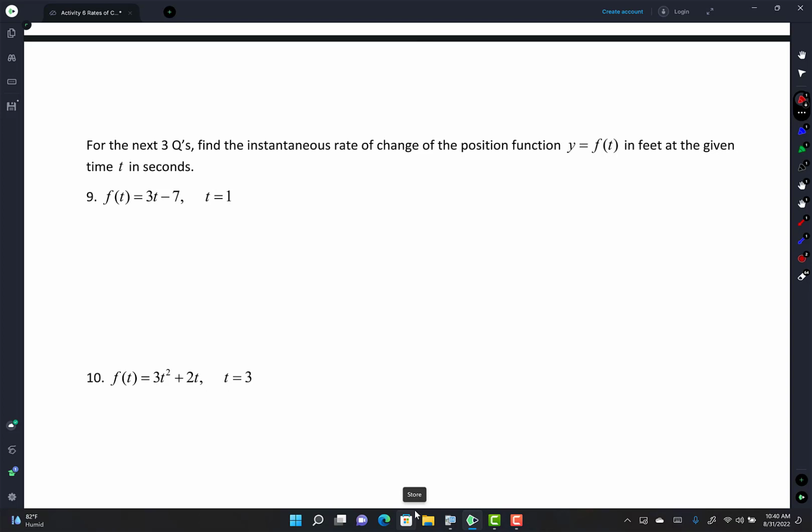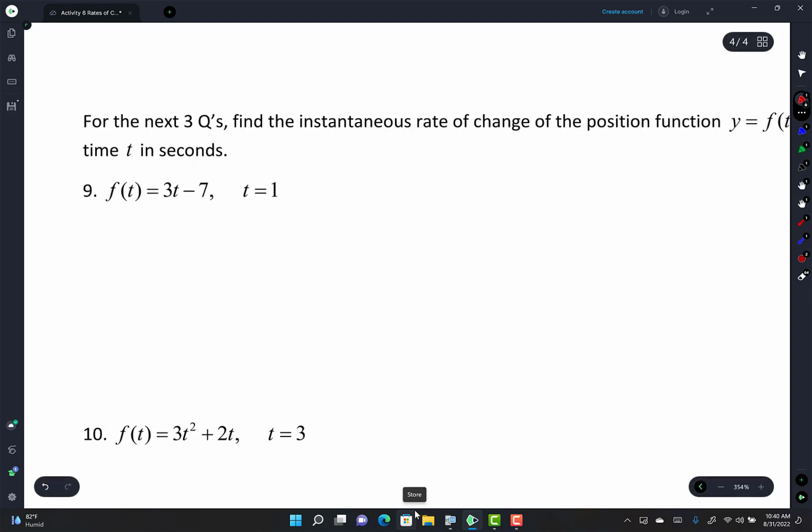What is it? Number 9? It's not -4. It's not -7. It's 3. What is my rate of change of this function? What's my rate of change, guys? Is it always 3? Does it ever change? It is always 3. Now, let's do it together.